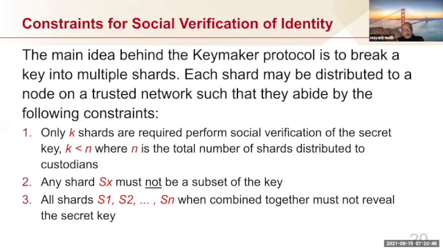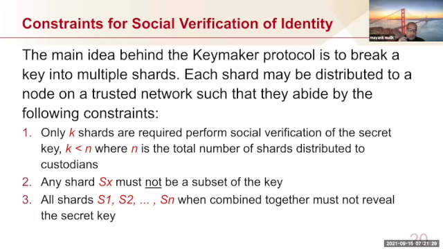So what is our solution to this? Well, before the solution, let's set some constraints on what our system needs to be able to do, and then let's go into the details of how we do it. The main idea behind the Keymaker protocol is to break the key into shards, and those shards must have the following properties. We must only require k shards to perform social verification of a secret, where k is less than n, and n is the total number of shards being distributed to custodians. Any shard Sx, S1, S2, S3, all the way to Sn, must not be a subset of the key. And all shards S1, S2, all the way to Sn, when combined together, must not reveal the secret key.